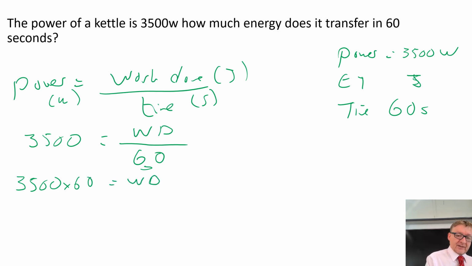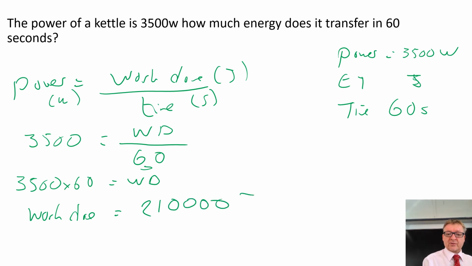So the answer then is the work done, or the energy transferred, equals 210,000 joules. And the chances are they'll probably send to kilojoules, so divide by 1,000, take 3 noughts off, 210 kilojoules.